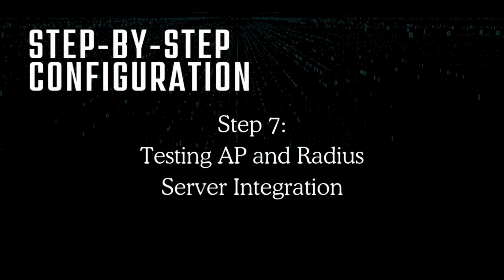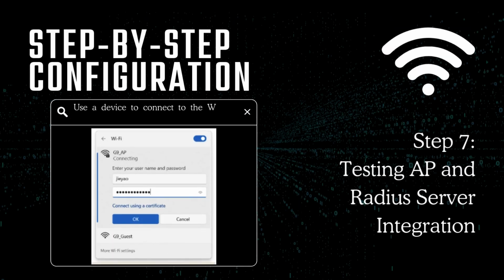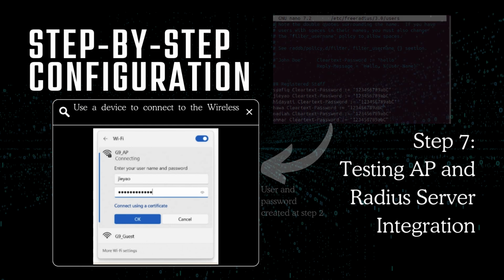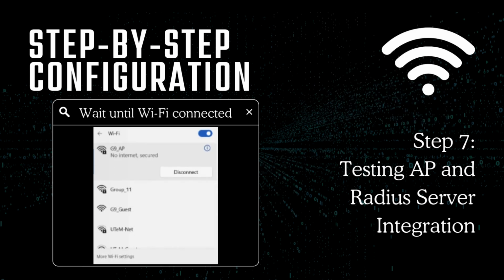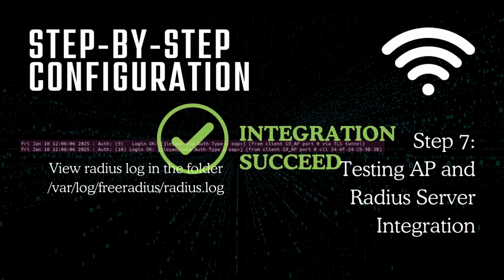Step 7. Testing access point and RADIUS server integration. Use a device to connect to the network. Here we use a laptop as an example. Use the username and password that were created at step 2 to connect to the Wi-Fi. After connected, view the RADIUS log. If the log is shown, it indicates the integration is done.